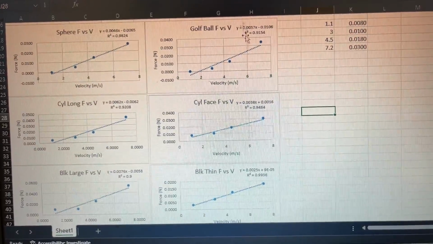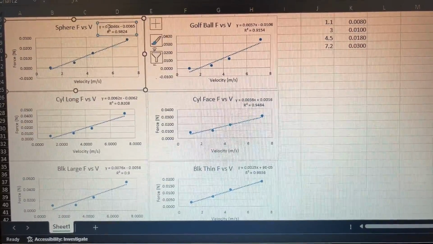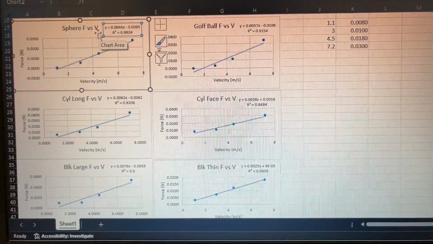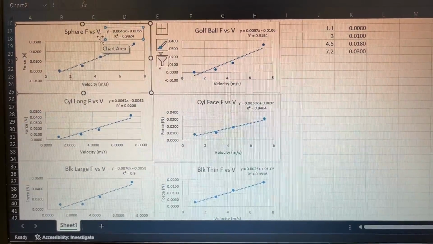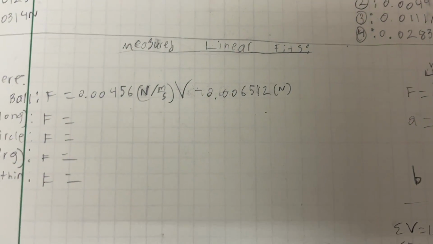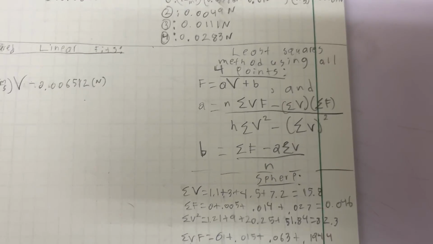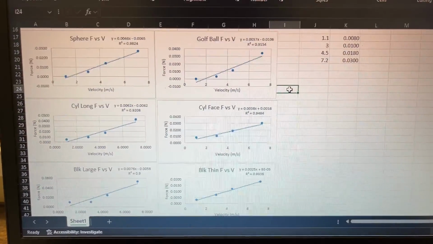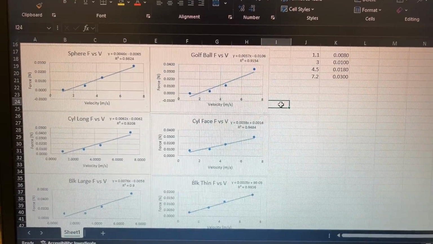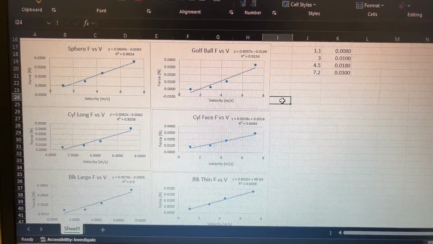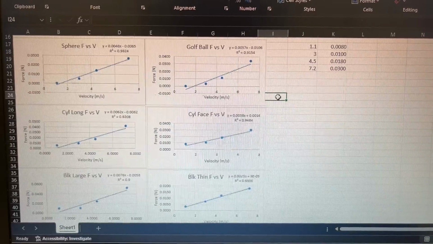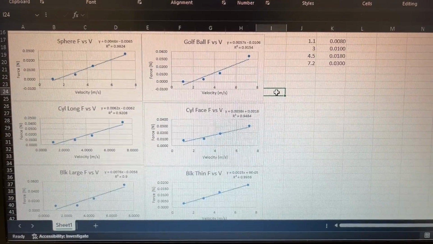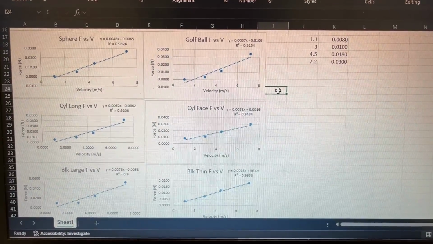So you can see the sphere, the equation came out to be 0.0046x minus 0.0065, which is the same as what I got from the least squares method. So you can see that these force versus velocity graphs for the profiles in the wind tunnel are actually pretty linear. They're almost completely linear, actually.